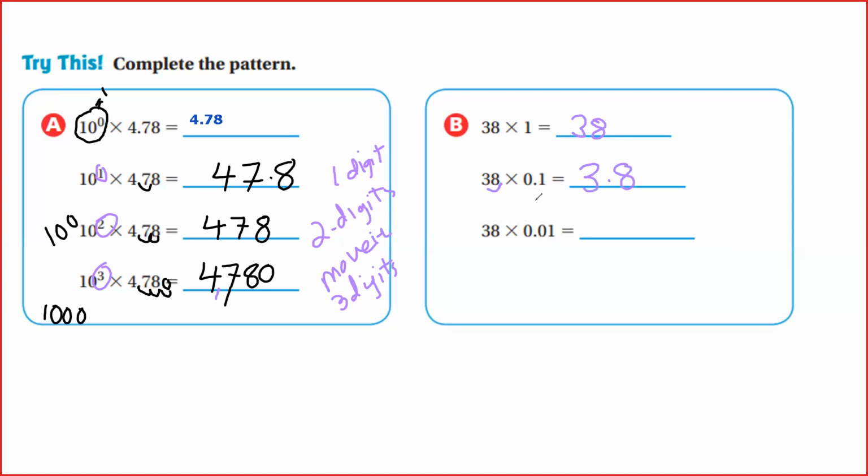Now for the second one, 0.38. So here we have a decimal point. We move it 2 digits. So it will be 0.38. Thank you. Do you have any question? No. Okay.